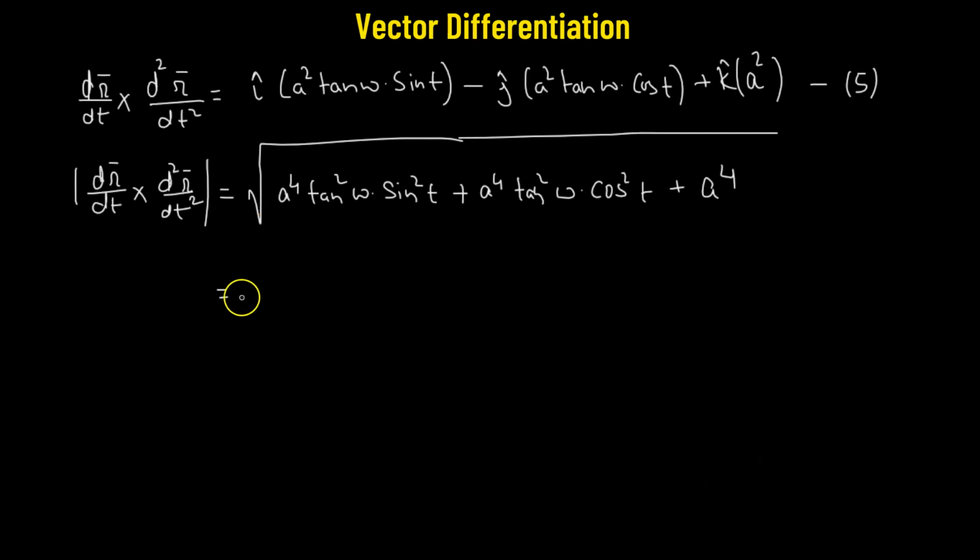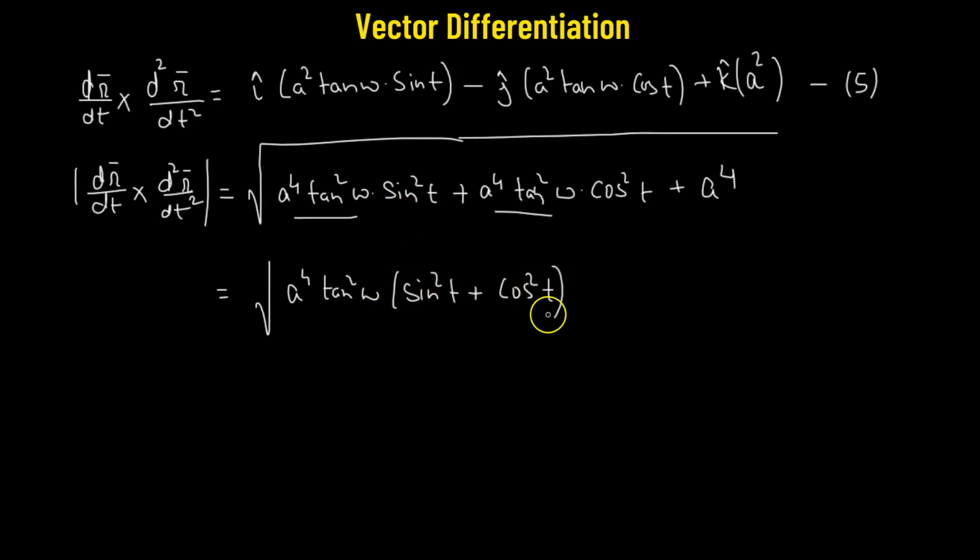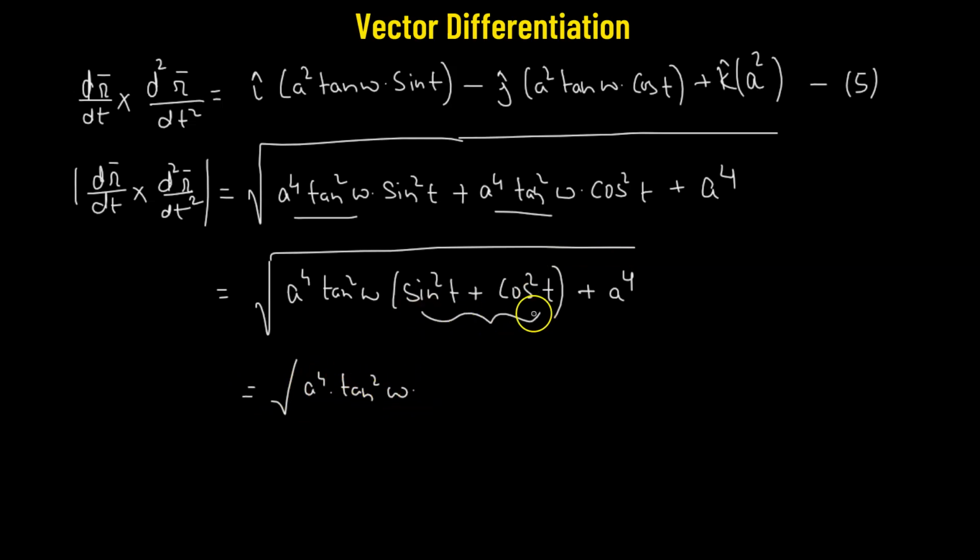That will give us e raised to the power of 4. So we'll take e raised to the power of 4 tan squared omega as the common factor from the first term and the second term. So that leaves us with sine squared t plus cosine squared t, plus e raised to the power of 4. Right. So this will be e raised to the power of 4 times tan squared omega. So this is an identity with a value of 1, plus e raised to the power of 4. Next, we'll take e raised to the power of 4 as the common factor. So this will be multiplied to tan squared omega plus 1.